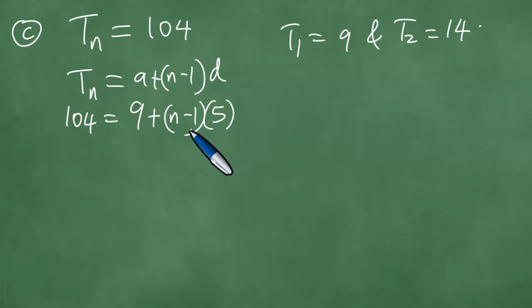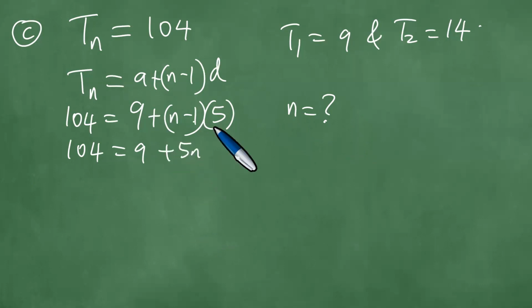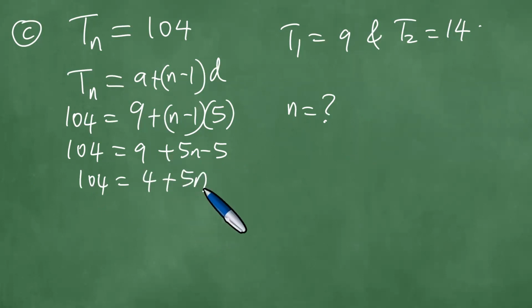And then they're asking which term. If they're saying which term, it means they're looking for the term number. So we need to solve for n. Let's distribute: 5 times n is 5n, 5 times minus 1 is minus 5. What is 9 minus 5? 4. 104 minus 4 is 100.